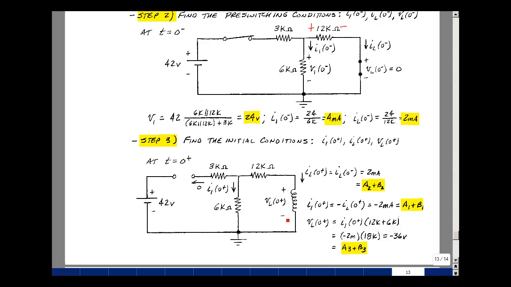The voltage across the inductor is going to be equal to this drop plus this drop. In other words, the rise in voltage equals this drop plus this drop. Current I1 is flowing in here, flowing through here. I1 of 0 plus times 12K plus I1 of 0 plus times 6K would equal the inductor voltage. Pull out the I1 of 0 plus, but I1 of 0 plus is minus 2 milliamps. Multiply that by 18K, get a minus 36 volts. That's going to be A3 plus B3 times e to the minus 0, or A3 plus B3.